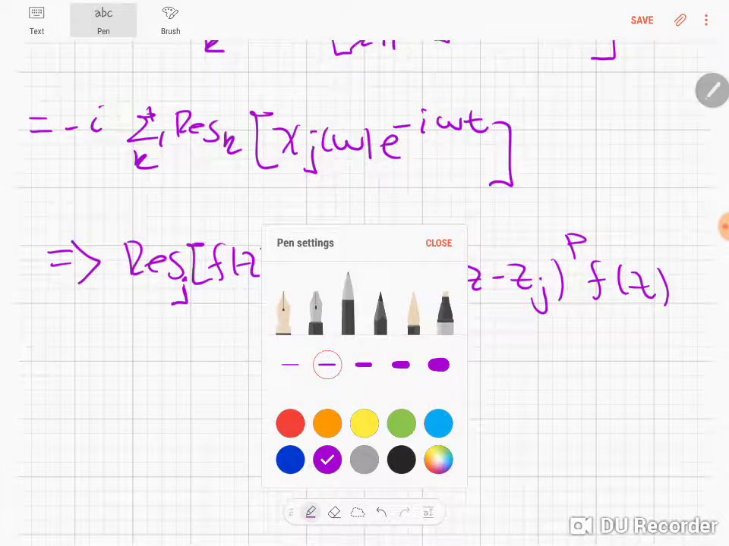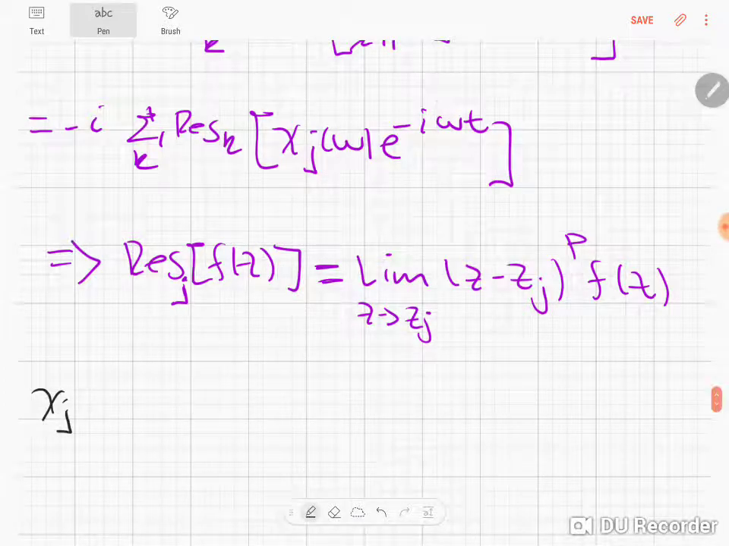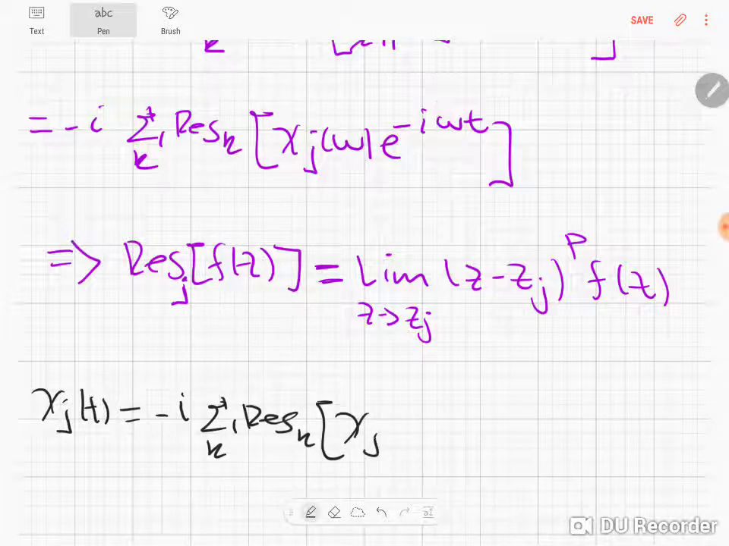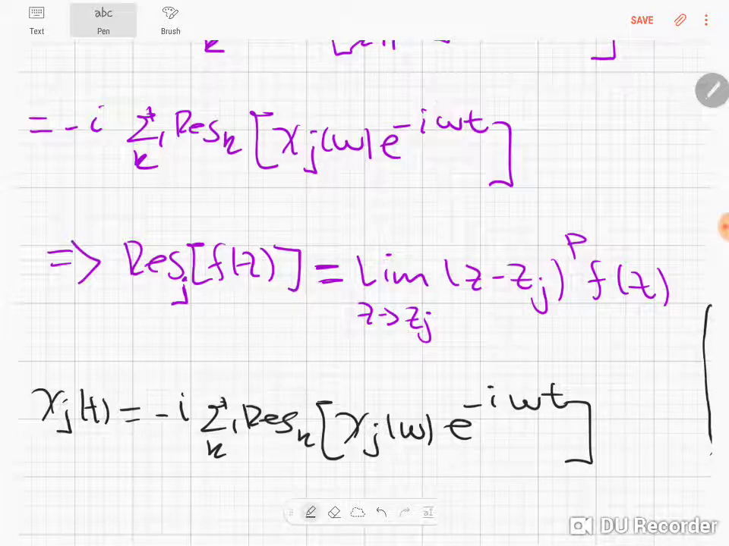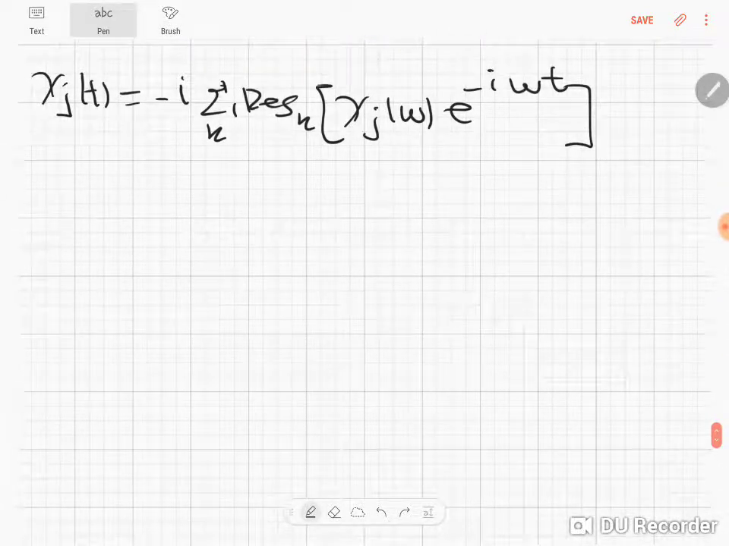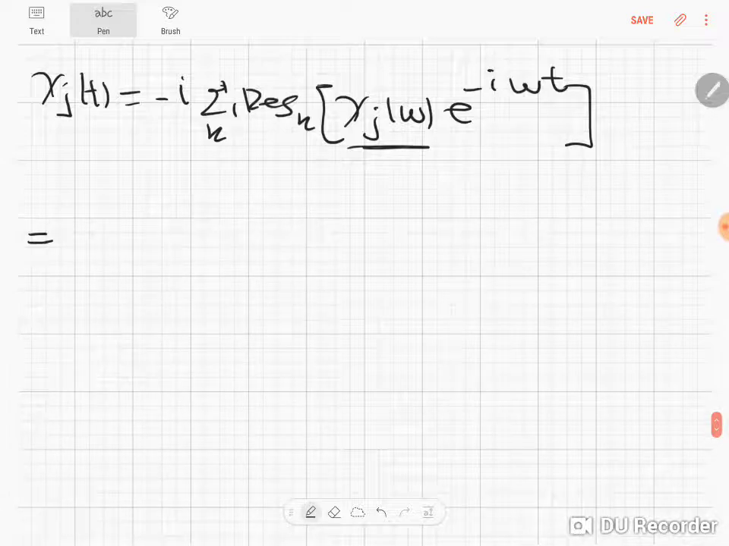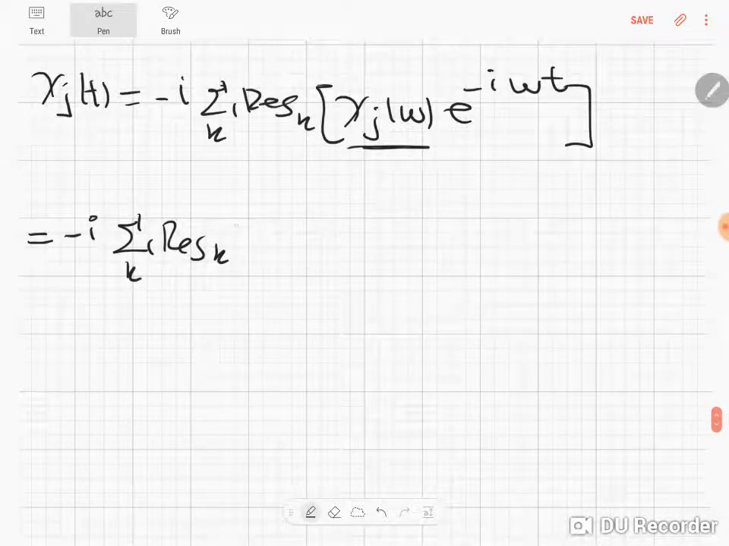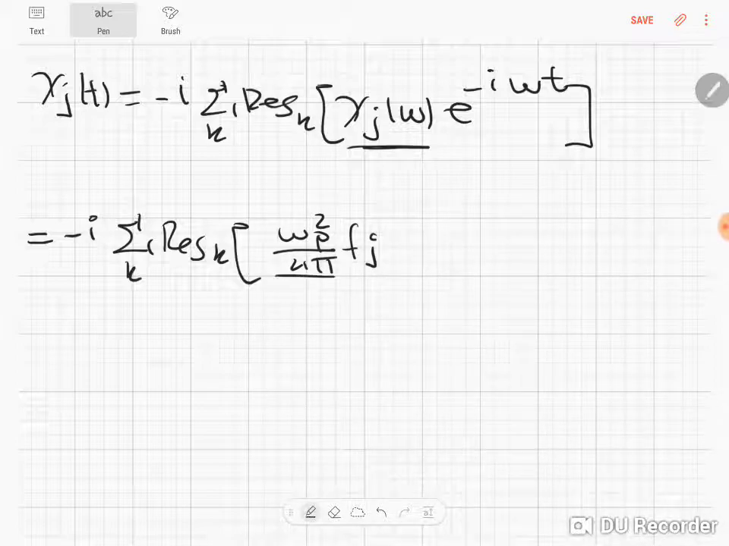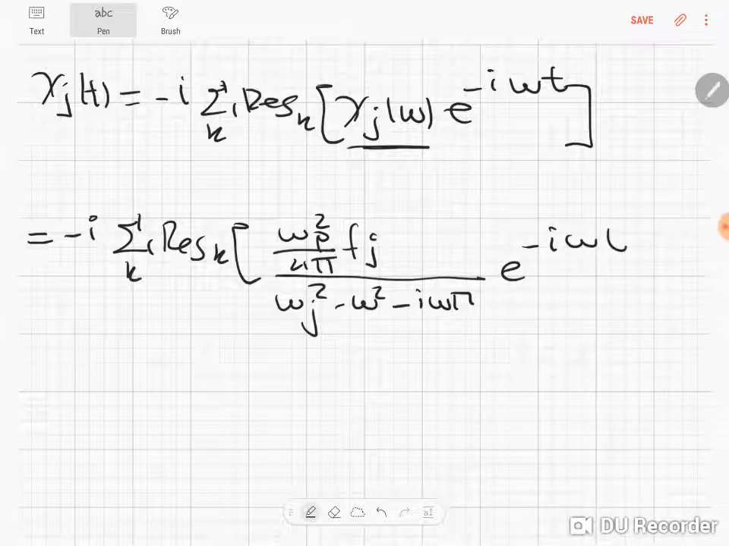So then in that sense, we can then write chi sub j of t equal to minus i summation of k residue sub k of chi j of omega e to the minus i omega t. Then we replace what chi of omega is, and this is equal to minus i summation of k residue of omega sub p squared divided by 4 pi times f j divided by omega j squared minus omega squared minus i omega gamma times e to the minus i omega t.